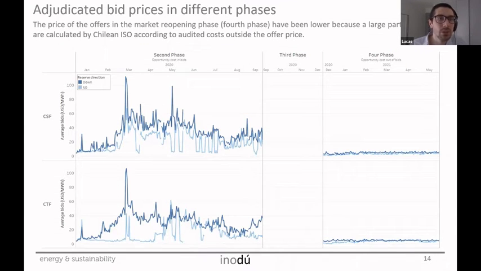This slide shows the average bid prices at which each service was adjudicated. As we can see, there is a big difference between the second and the fourth phases. That's because the structure of the tender is different. In the second phase, the opportunity cost and the activation cost of the reserves were included in the bid, while in the fourth phase, those costs are not included. This is why the average bid price in the fourth phase is lower than in the second phase.